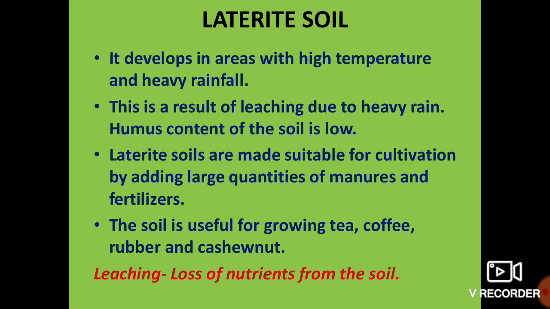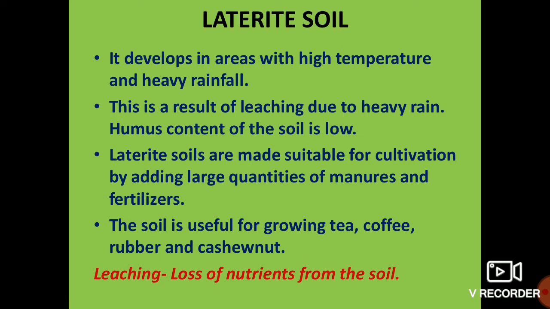And the humus content of the soil is always low. Humus is what helps the soil hold moisture, so this soil cannot hold moisture for a long period of time. So laterite soil is formed.